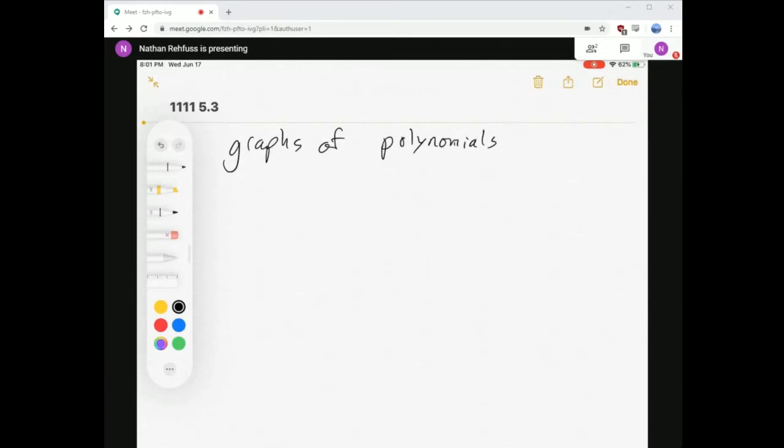Okay, we're going to do polynomials, graphs of polynomials specifically. We talked about what a polynomial is in 5.2. Now we're going to see what they look like on a Cartesian plane.